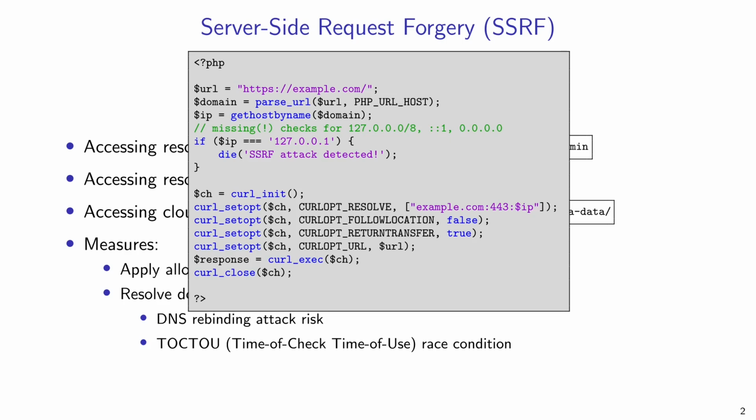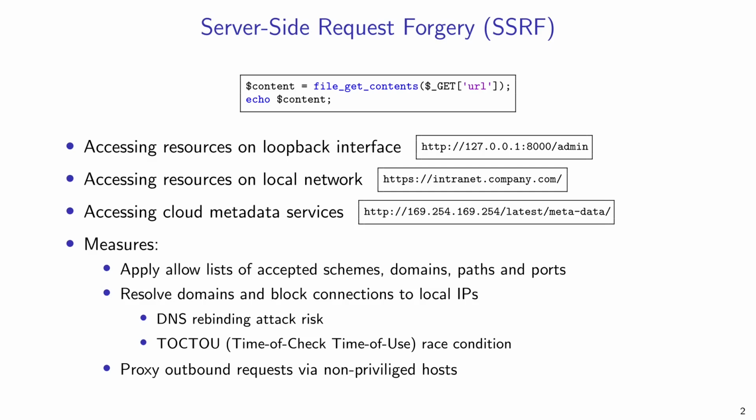Therefore, the most effective way to protect against SSRF attacks is to proxy outbound requests via non-privileged hosts that do not have access to sensitive internal or external resources. So the web application can simply use a proxy server to fetch resources on behalf of users, thereby limiting what can be reached and reducing risk.